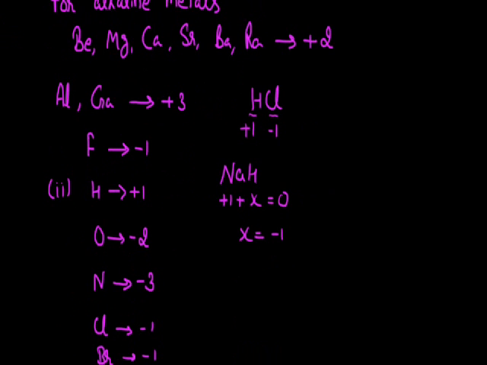Now, if we apply these rules to some examples, for example, if I am to find the oxidation state of hydrogen in the molecule of hydrogen. As we can see, this one is an example of an elemental molecule. So from the very first rule, the oxidation state of hydrogen will be 0 here, since it's a molecule of an element.